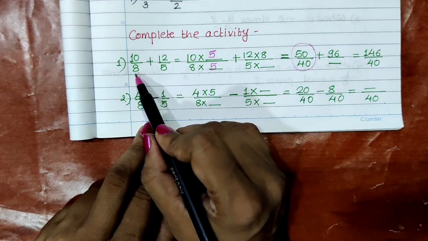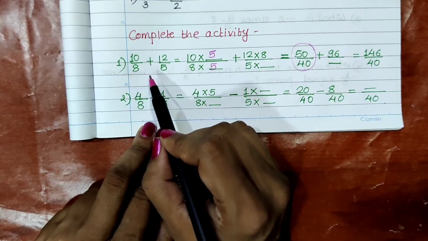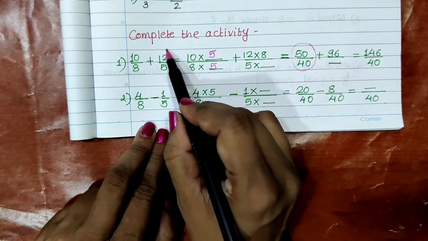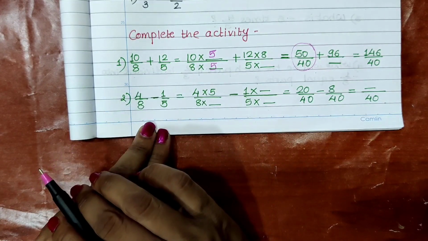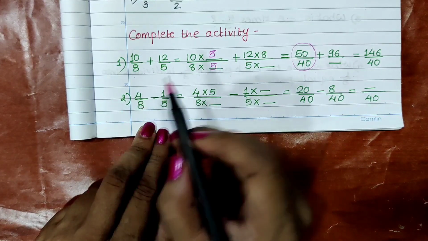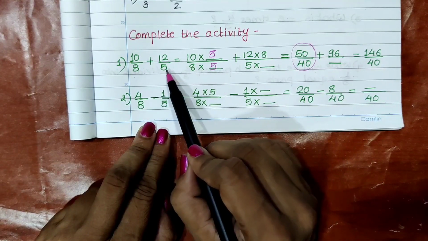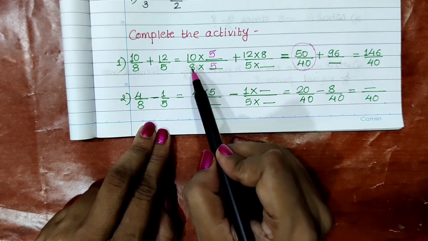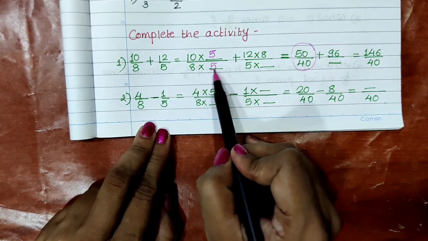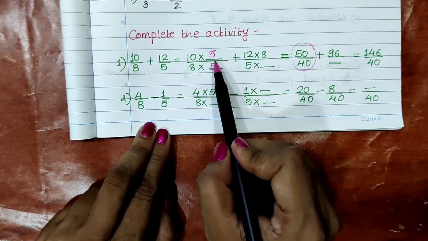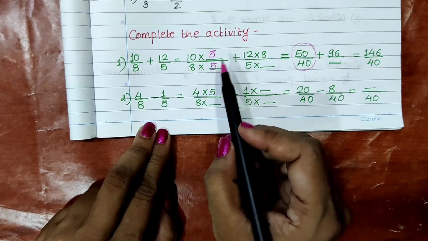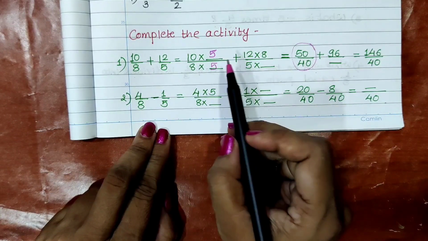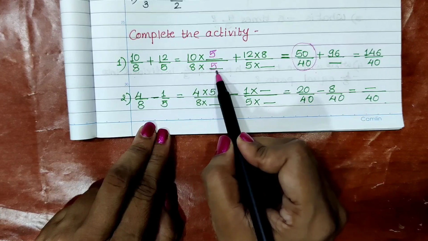Or otherwise you can directly think that the first fraction should be multiplied by the denominator of the second and the second fraction should be multiplied by the denominator of the first. In that way also you can equalize the denominators. So here we have multiplied 10 upon 8 by the denominator of the second fraction. As we have multiplied the denominator by 5, we have to multiply the numerator also by 5, because this is the rule of mathematics. If you are multiplying the denominator by one number, you have to multiply the numerator as well by the same number. So 10 multiplied by 5 and 8 multiplied by 5.